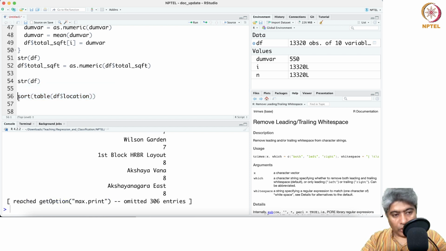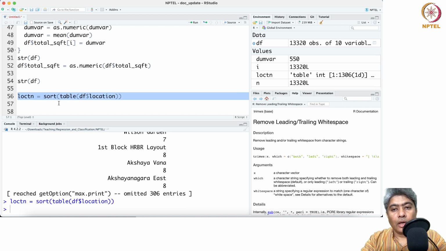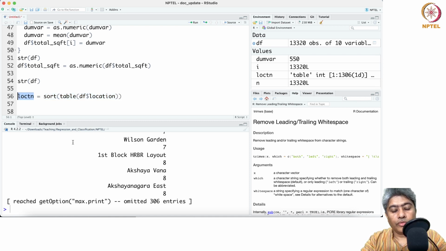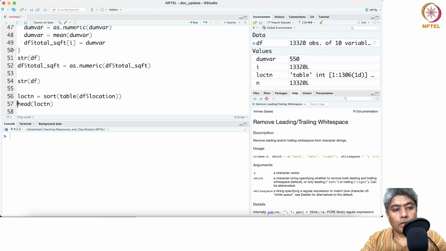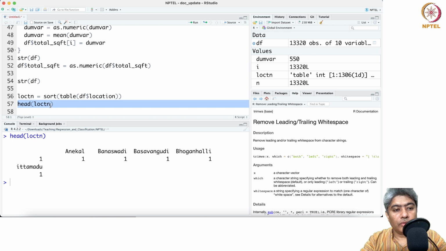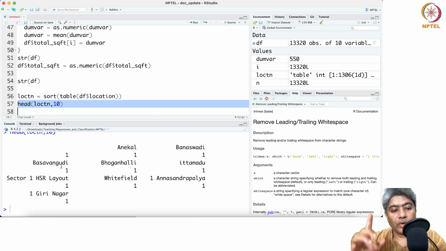Let me put it in some object, loctn, for location. If you just say head of loctn, it will show the first few, maybe 10. These are all places where you have only one instance. And there is one instance where location is not known, so you just have a blank quote-unquote value.